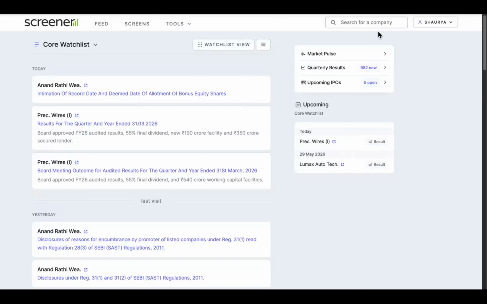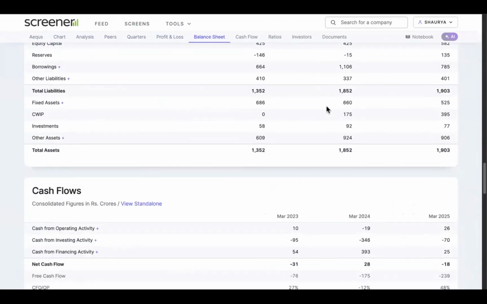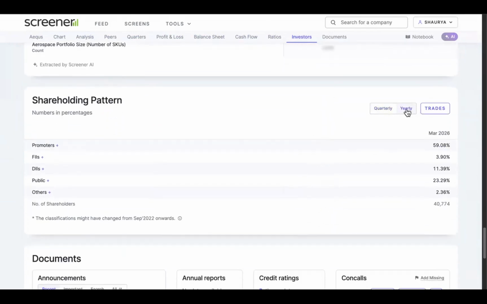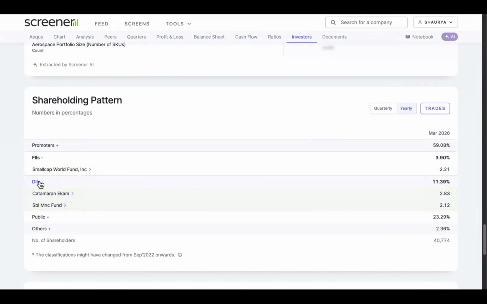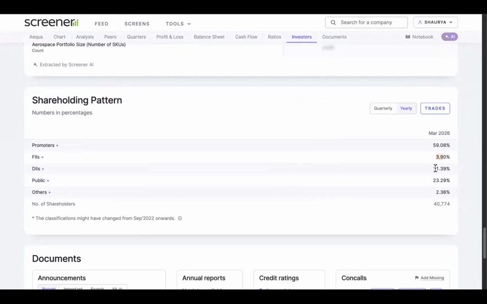The second way is, of course, you can go on to this website called screener.in. I'm sure you are aware of this. Type the name of the stock. Scroll down right to the bottom. You will see this section wherein they discuss the cap table or shareholding pattern. Go to the yearly, see what is the shareholding pattern. If you see that there are foreign institutional investors and domestic institutional investors who have a certain stake in the company, here it's 3.9, here it's 11.39. This is a meaningful number, which means almost 15% of this whole company is owned by foreign institutional investors and DIIs.